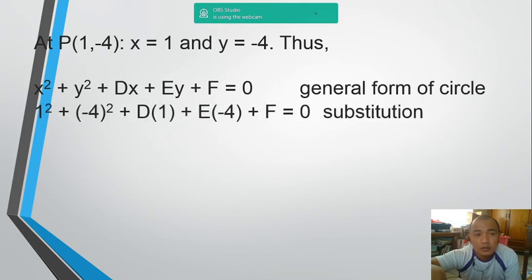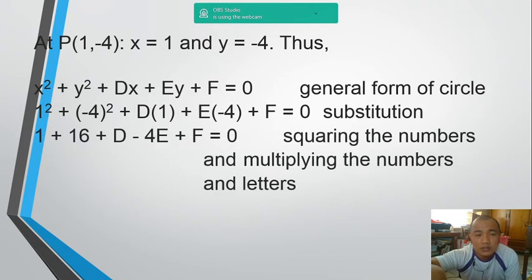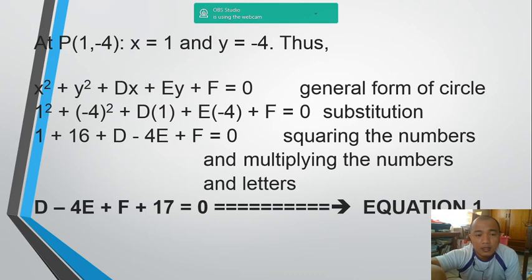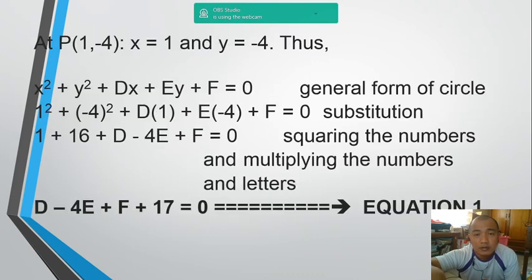Substitute in the general form of the circle, x equals 1, y equals negative 4. So 1 plus 16 plus d minus 4e plus f, we have d minus 4e plus f plus 17 equals 0. That is equation 1.